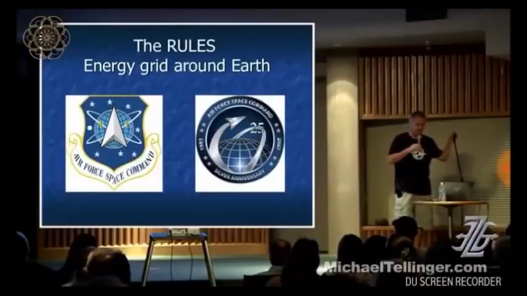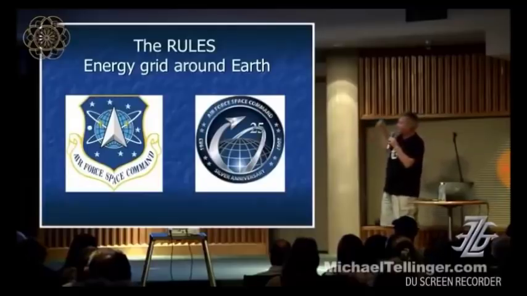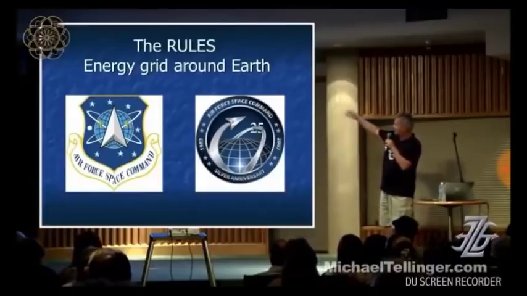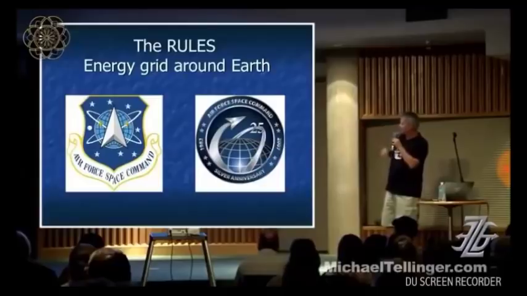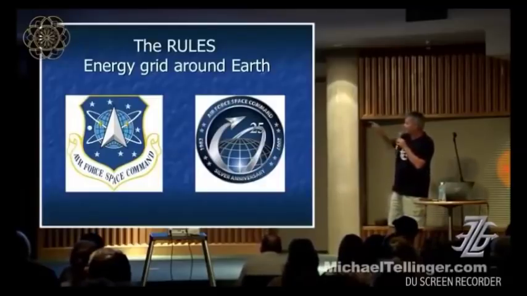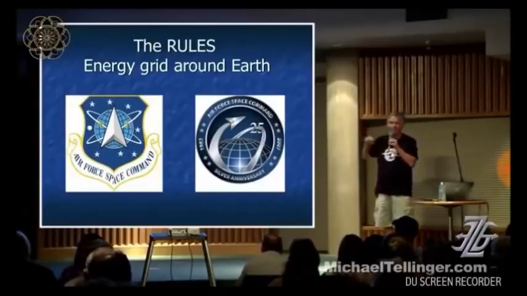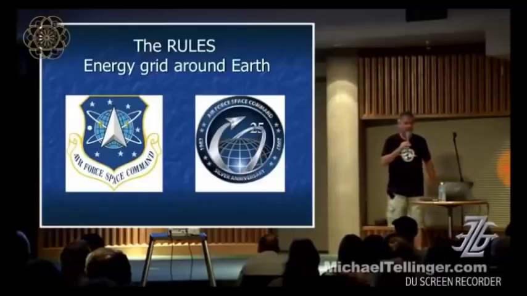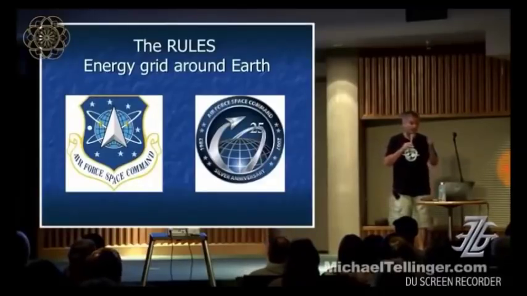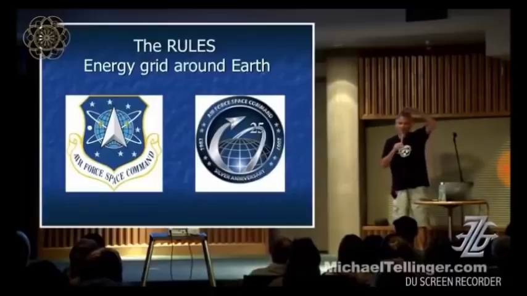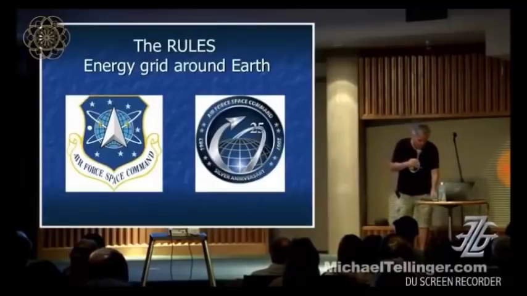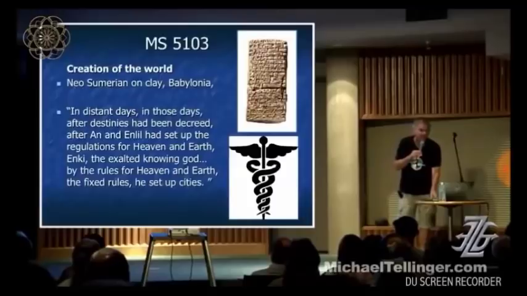the Air Force and so forth in the USA refer to the rules. And they have these bands around the earth, these white bands with these little delta shapes on them. And they refer to those bands around the world as the rules. And they say there's some sort of energetic field around the world. They don't know where it comes from, but it's always been there. Some sort of energetic field up in the sky that this same Sumerian text seems to refer to. They built the cities according to this energetic grid.